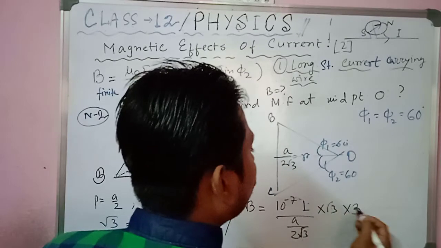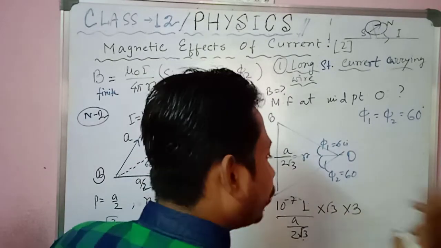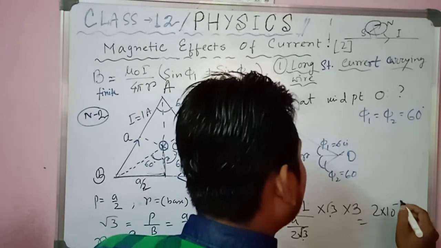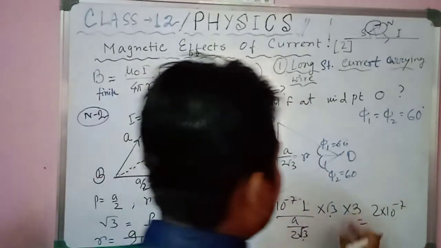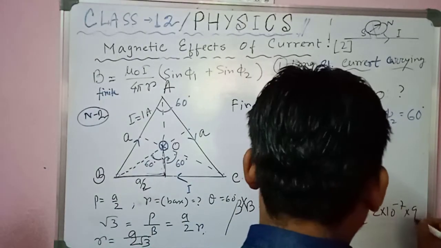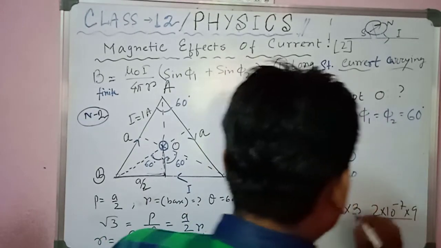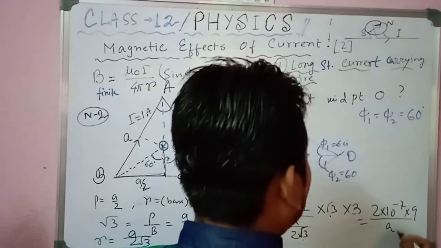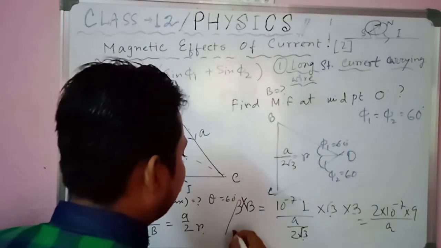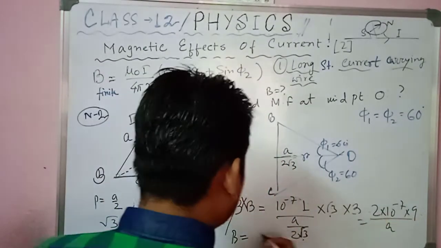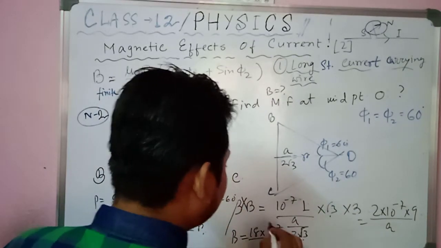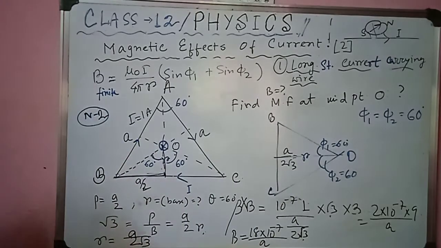So this root 3, this root 3 and 3. Root 3 into root 3 is 3, and 3 into 3 is 9. This 2 goes up. So 2 into 10 to the power minus 7, into 9, by A. If the value of A is given, suppose A is 1 meter, then your answer will be B equals 9 into 10 to the power minus 7 by A. Put the value of A and you will get the answer. This is for the triangle, students.